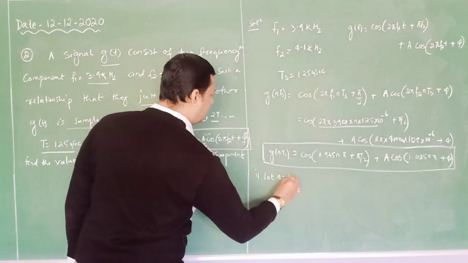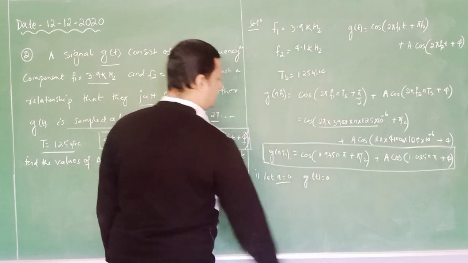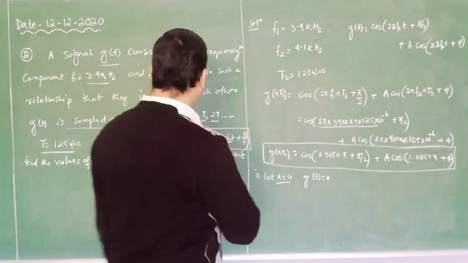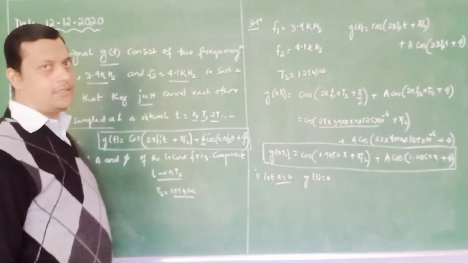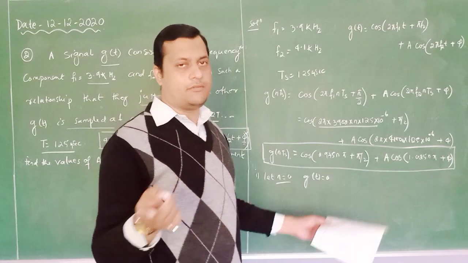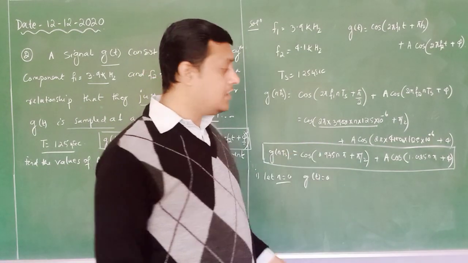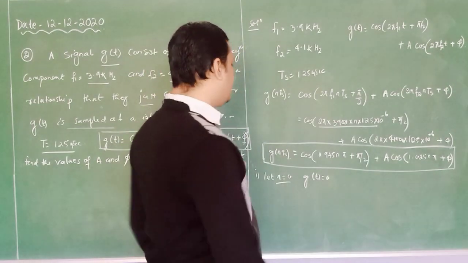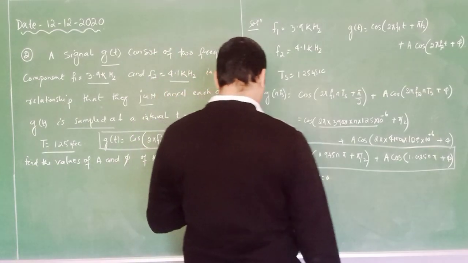First, let n equal 0, G of T is equal to 0. Now why is G of T equal to 0? Because as it is given, the relationship is such that they just cancel with each other. Means if you substitute n equals 0, n equals 1, or even n equals 100, your G of T is equal to 0. So n equals 0, G of T equals 0.